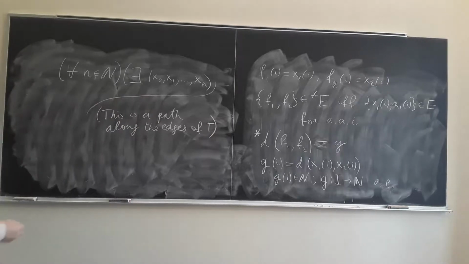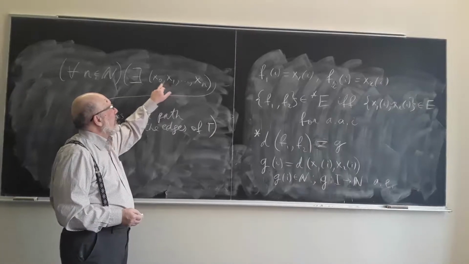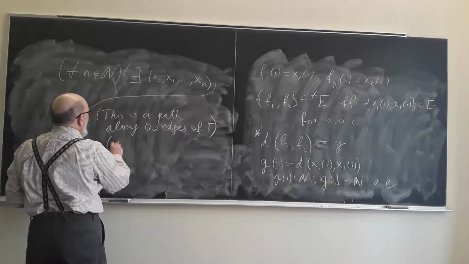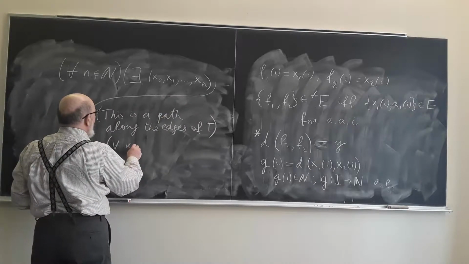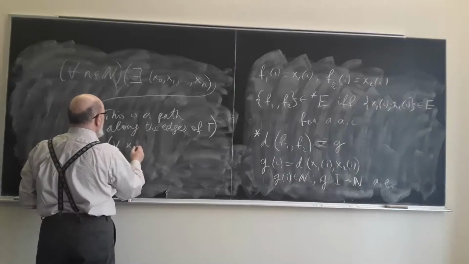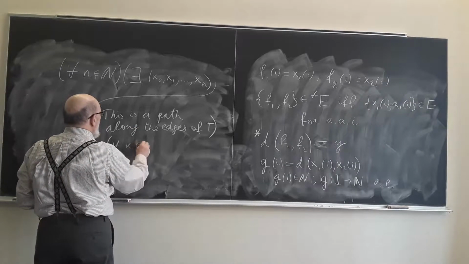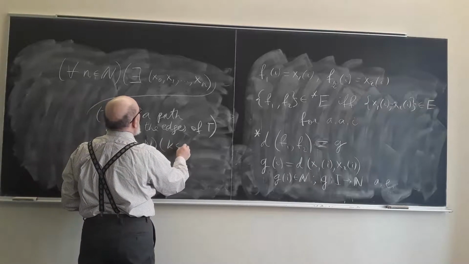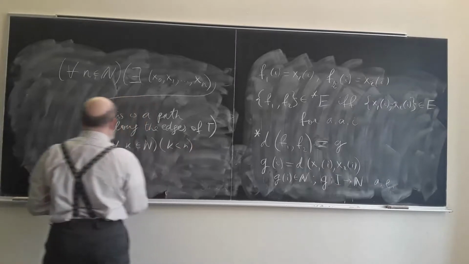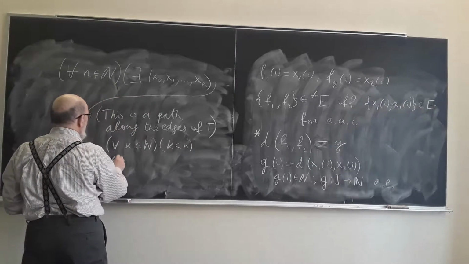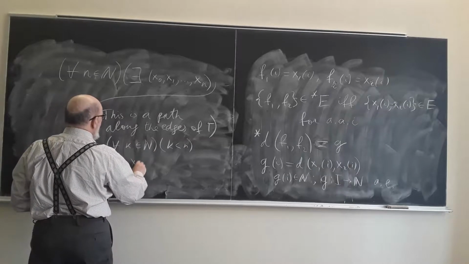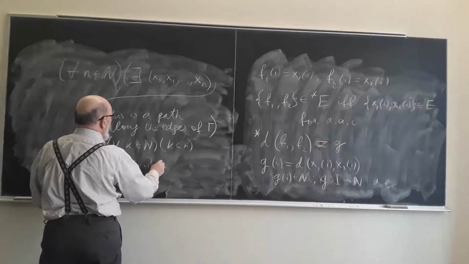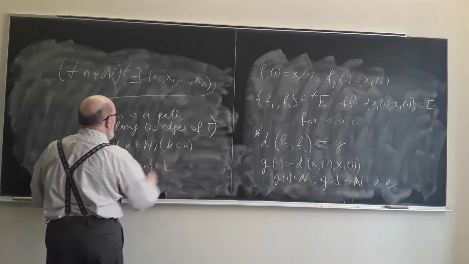So it looks like for any k in N such that k is less than n, the pair xk, xk plus 1, this pair belongs to E. Yes, it is the same.